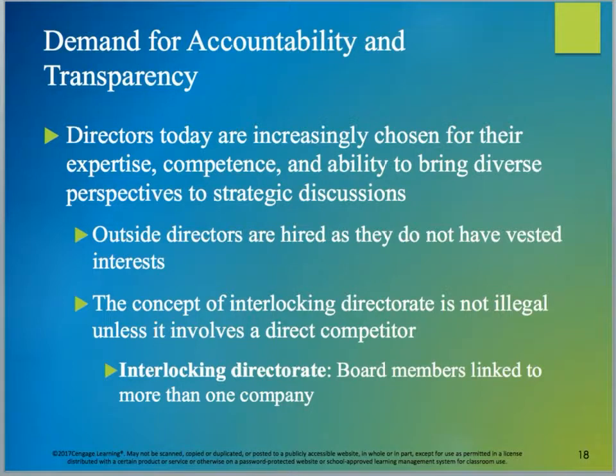The concept allows for an interlocking directorate, which is not illegal unless it involves a direct competitor, right? What that means is that you have board members that can be linked to more than one company, but if they are linked to one of your direct competitors, that's a conflict of interest. It doesn't make any sense. That person is then being a double agent. Can't work.